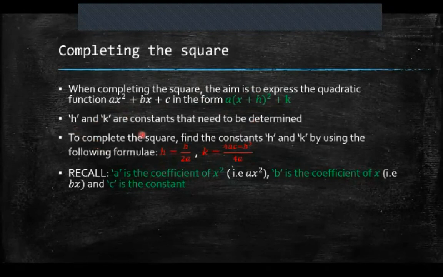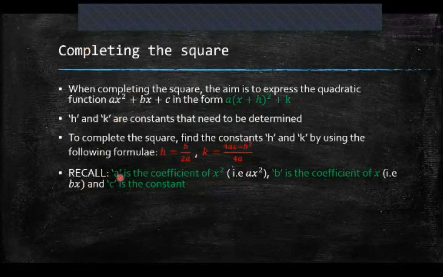To complete the square, you need to find the constants h and k by using the following formula. So these are two formulas you would have to remember. That's if you decide to do this method, right? So the value of h would be b divided by 2a, and then k is 4ac minus b squared on 4a. So what exactly do they mean by a, b, and c? What are they talking about when they say a, b, and c?